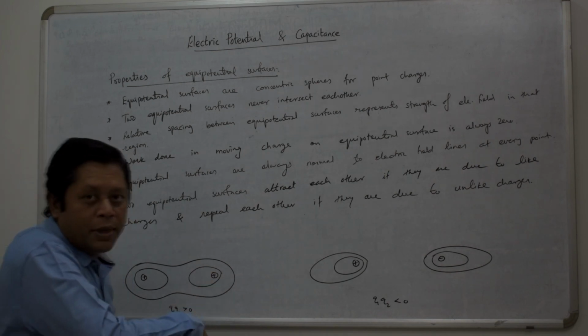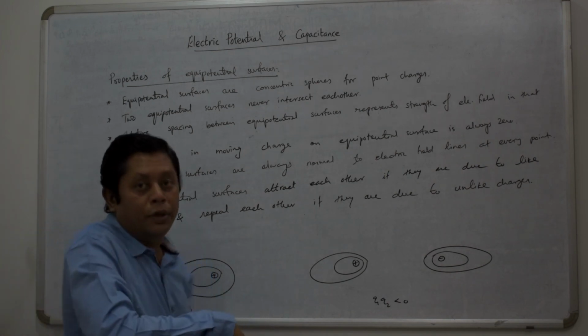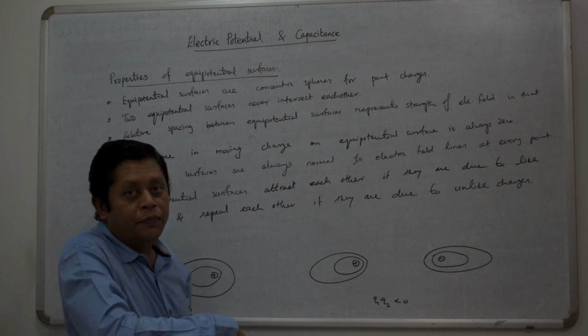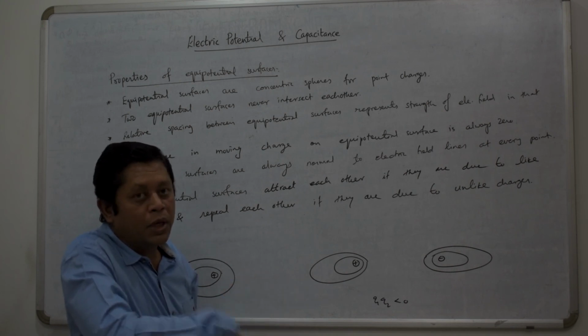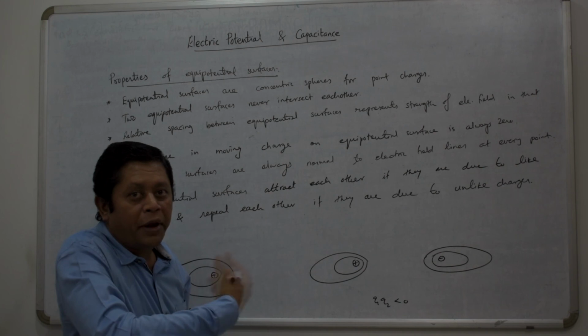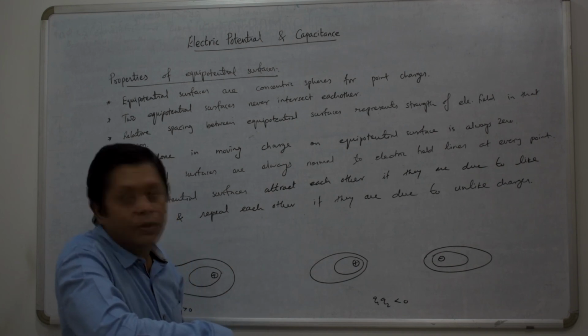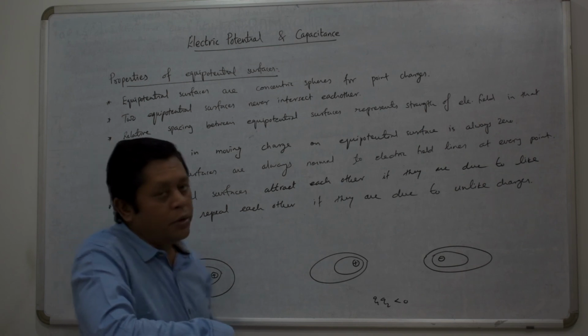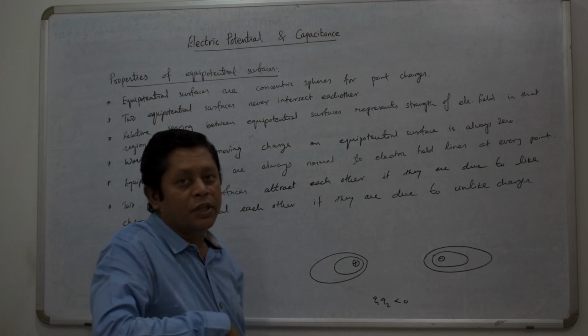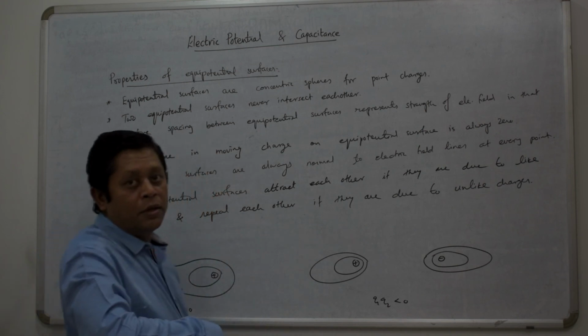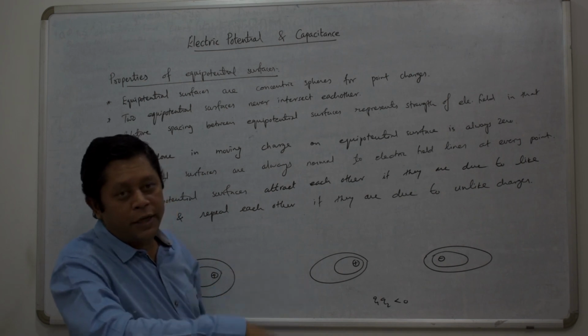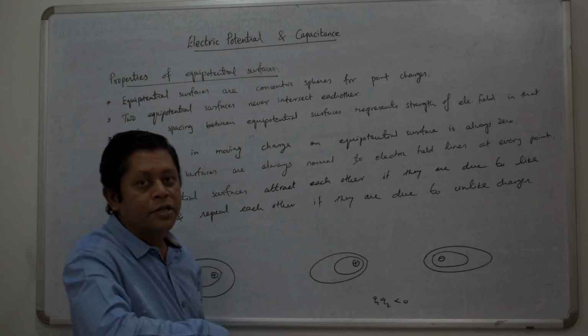You can take the example of an electron revolving around the nucleus of an atom. Due to the positive charge of the nucleus, an equipotential surface is there around it and the electron is moving on that equipotential surface. So no work is done in this process, and that's why we say that when the electron is revolving, it is not radiating energy.